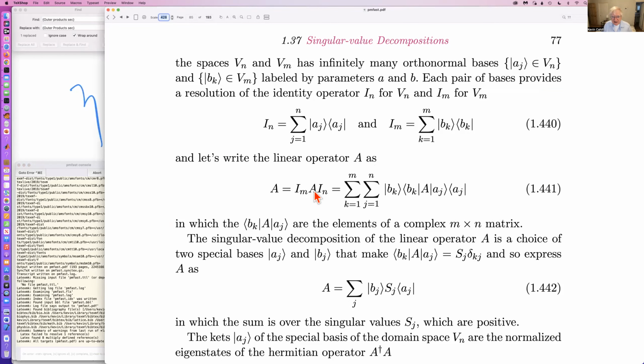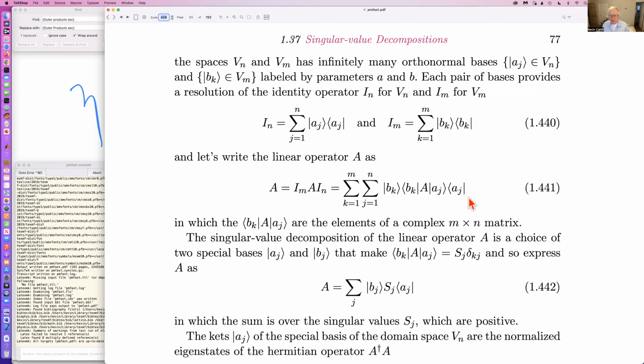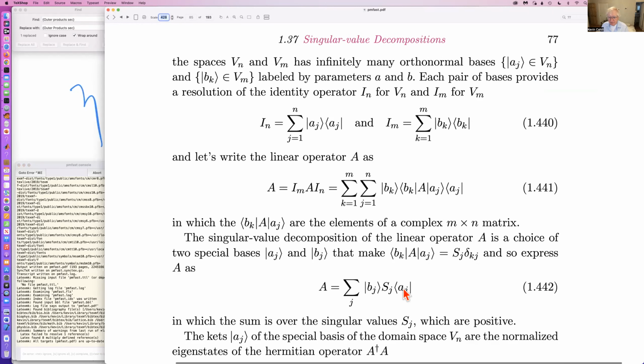And let's write the linear operator A in this form. So A is the identity operator for the space Vm, and In is the one for the space Vn. And so we write it like this. And so these are infinitely many different ways of writing the operator A. The singular value decomposition is simply a choice of two special bases. And the bases are the bases that make this matrix here diagonal and non-negative. And so express A in this form.